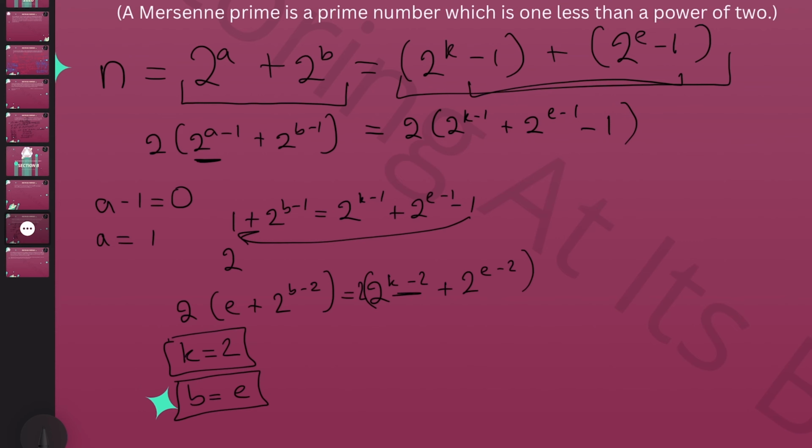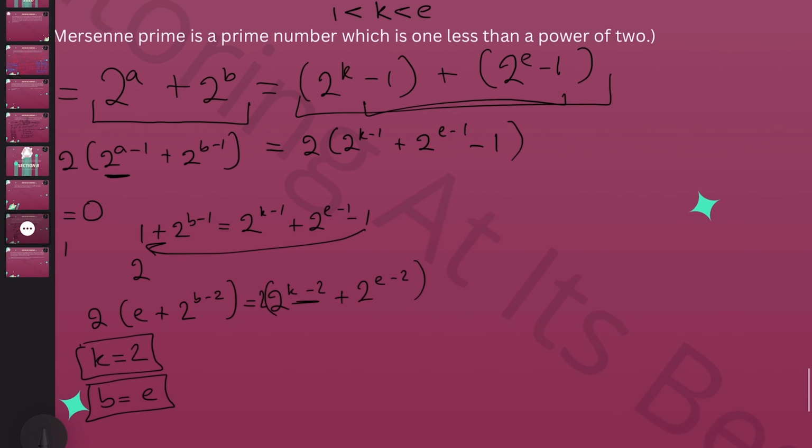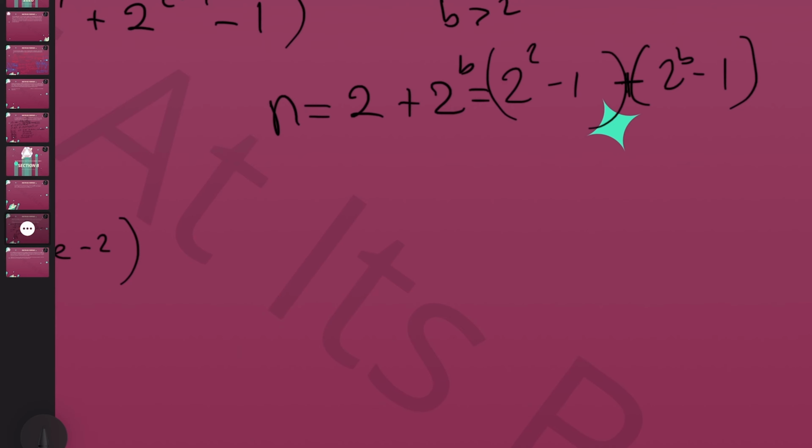So using all the information that we have found, we now know that n equals 2 plus 2 to the power of b, which is equal to 2 squared minus 1 plus 2 to the b minus 1. And we also know that b is greater than 2. So it becomes a question now: what could b be? So let's start by considering whether it's possible for b to be even. So let's give b a value of 2c. And remember, these are Mersenne primes.